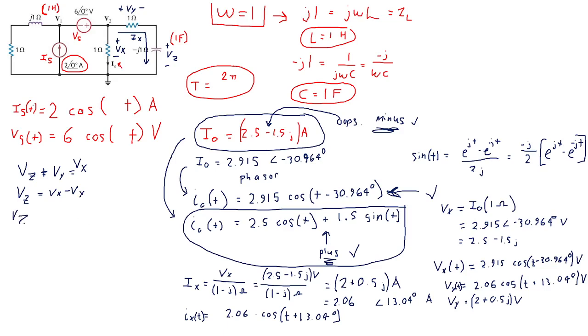Okay, we could also use a voltage divider to get there. So the part that's Vz is Vx times negative J over 1 minus J. All of these formulas then become available. So if I want Vz, I could calculate that as just Vx minus Vy.